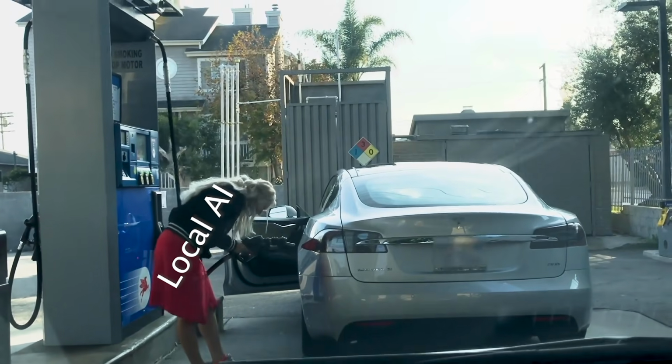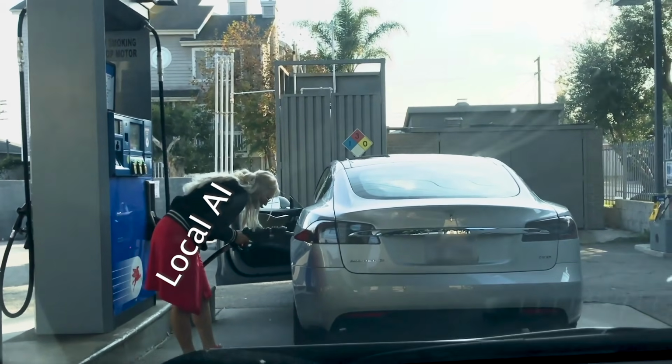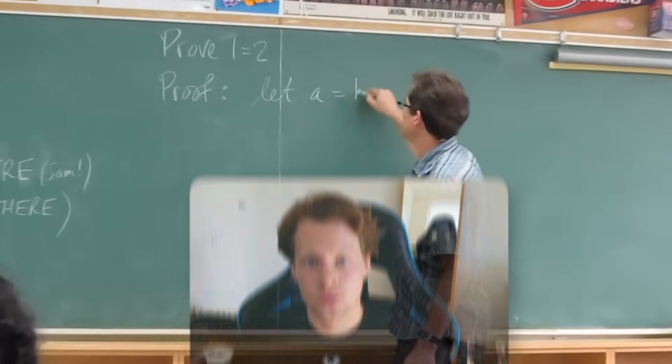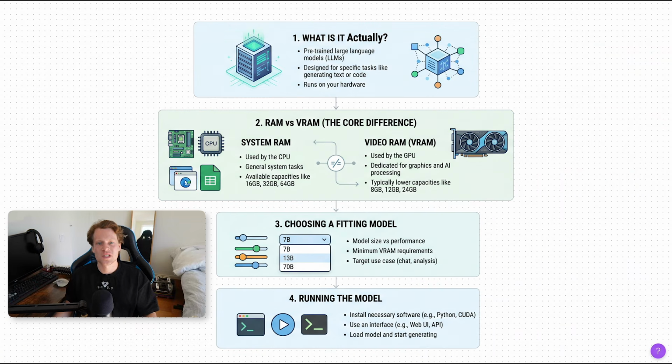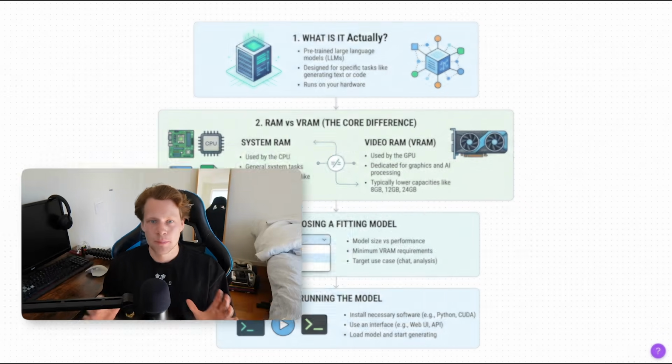A big misconception about local AI is that you can only run tiny models that are only good for math problems or simple answers like what is the capital of Sweden. So in this video I'm going to show you exactly how to set it up, what it is, why it matters, and how you can choose a good model that fits on your hardware. The best part is that the setup is so easy that even your grandma could do this. So let's get into it.